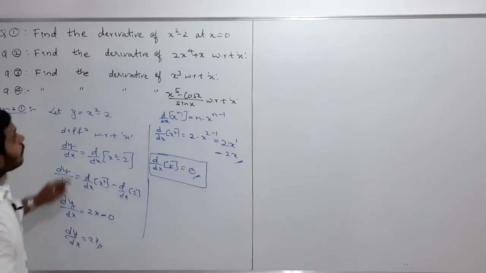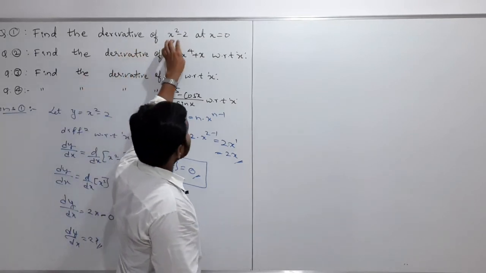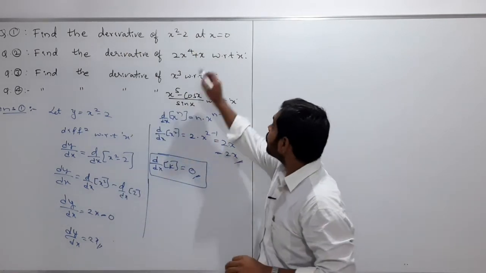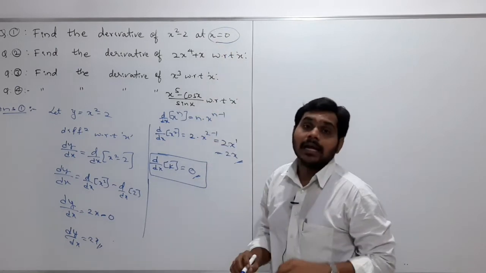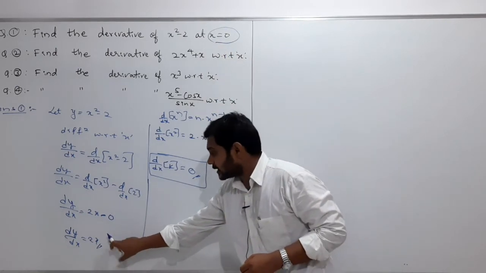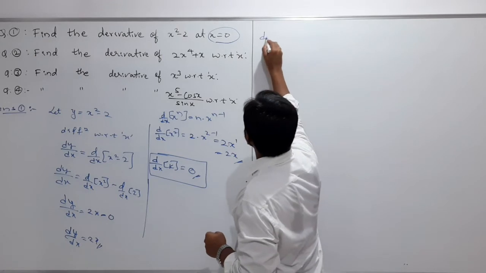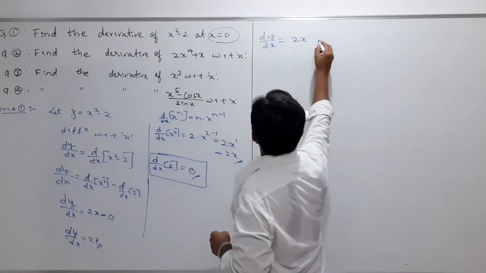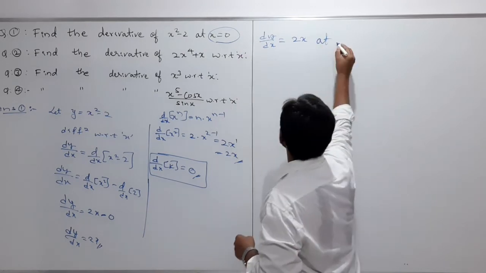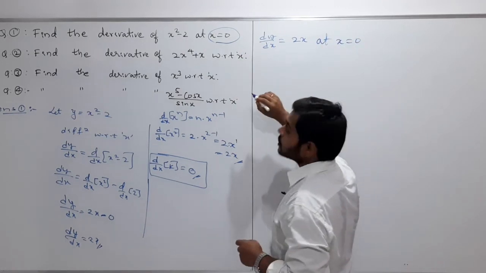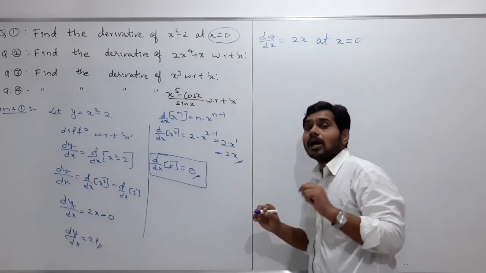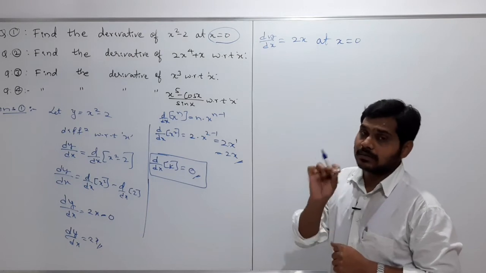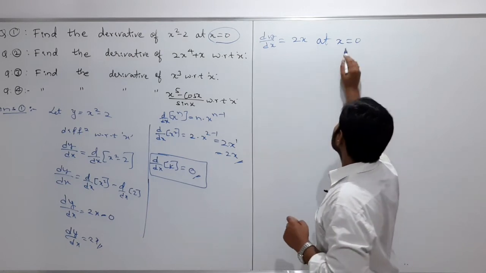So they also asked you to calculate the derivative of the function at the point x is equal to 0. It means first you should calculate the derivative. So we know that the derivative dy by dx is equal to 2x. We should substitute x value as 0.